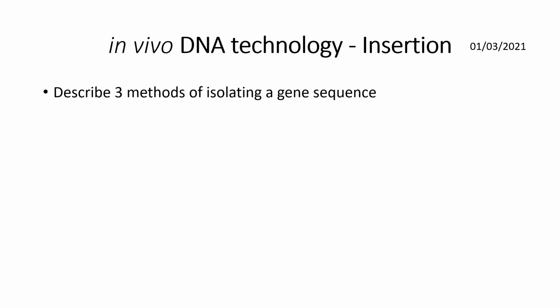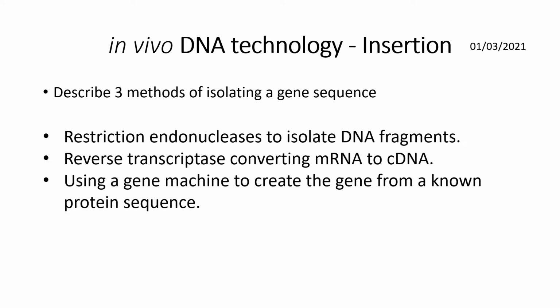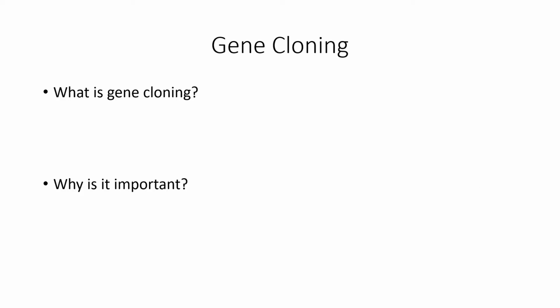Well, the 3 methods of isolation are: we can use restriction endonucleases to isolate specific regions of DNA. We can use reverse transcriptase, which will mean taking messenger RNA strands to produce cDNA strands. Or of course, if we have an amino acid sequence or polypeptide sequence, we can use a gene machine to produce the DNA.